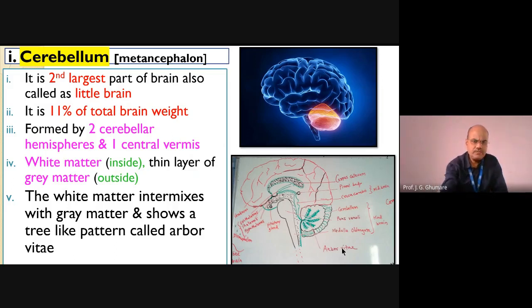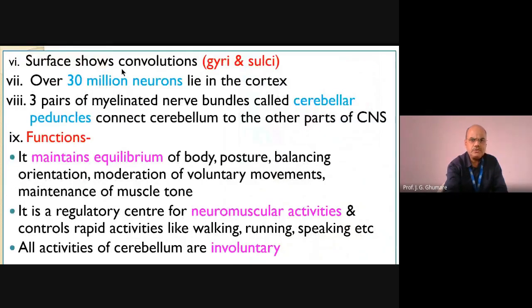We continue with the cerebellum. It shows a surface with convolutions. So similar to the cerebrum, we have the presence of gyri and sulci here. In total, it is made up of 30 million neurons, which are present in the cerebellar cortex. Three pairs of myelinated nerve bundles, called cerebellar peduncles, connect the cerebellum to other parts of the brain, maybe the cerebrum, maybe the pons varolii, maybe the medulla oblongata, etc. So this is about the structural character of the cerebellum.